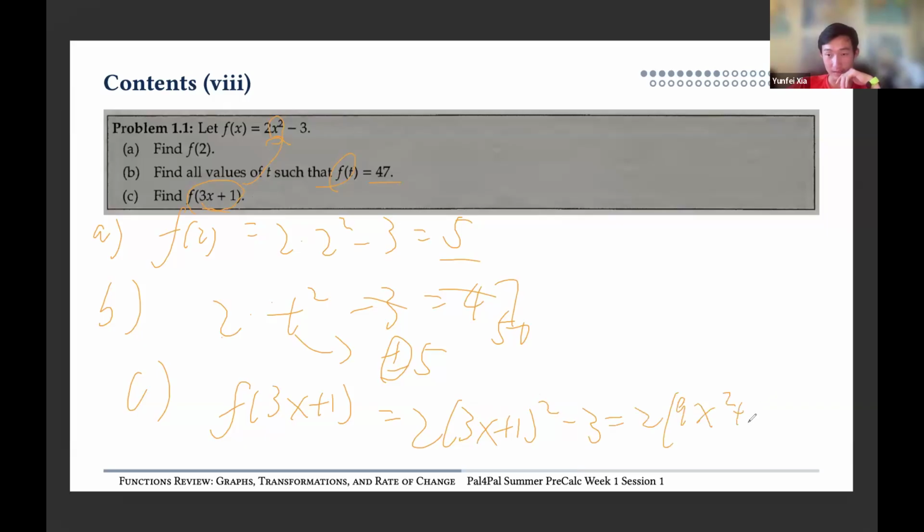9x squared plus 6x plus 1 minus 3. And then the coefficient of the x squared term is 18. And then the coefficient of the x term is 12, and then minus 1. So the popular answer in the chat is indeed correct.